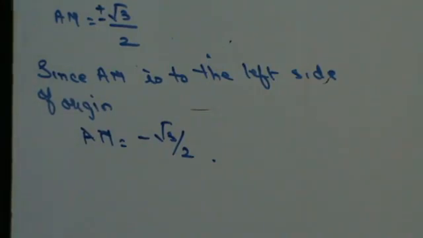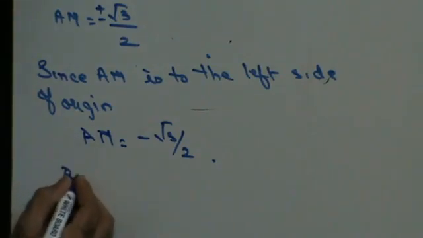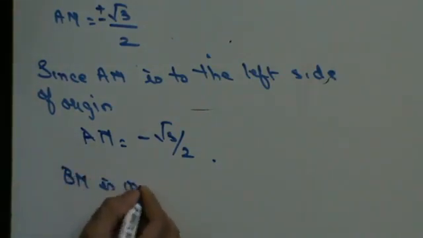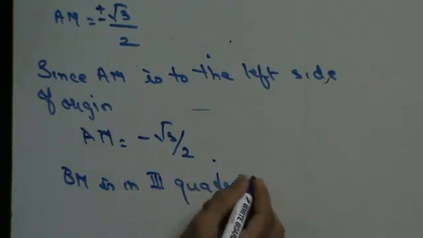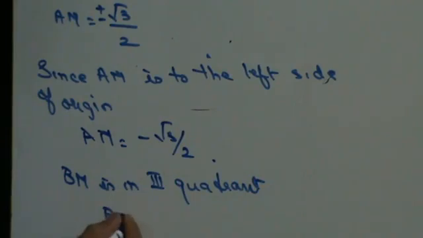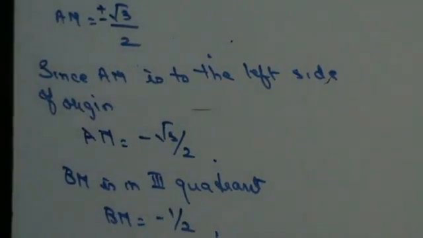Similarly, I can say that BM is in the third quadrant. Therefore, BM will also be negative. So BM will be negative 1 by 2. Once I have the value of AM and BM, then I can find out all the trigonometric ratios. Let's see, how do I find out the trigonometric ratios?